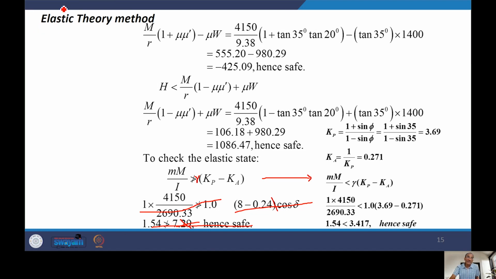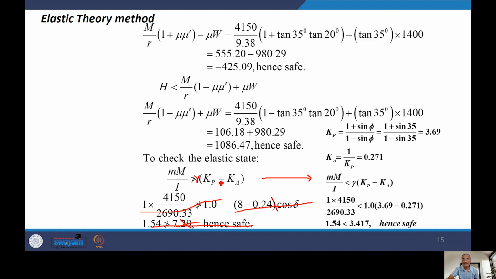Another check is also applied between H and M by R. So this check says that the value of H should be less than this value which is listed here. Again, you put all the numbers in this equation, 1 minus tan 35, tan 20 degree and all, then you end up with the value 1086.47. This should be the condition that it should be less than H, because H is 200 ton, so this is obviously fine. So this is not an issue.